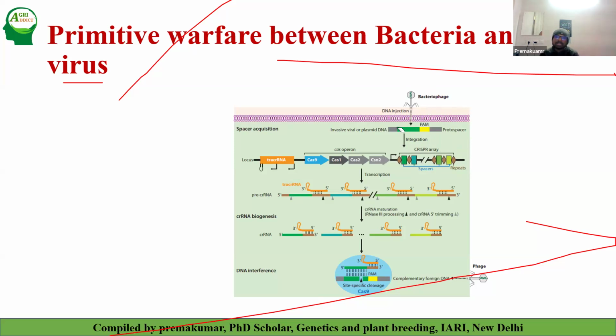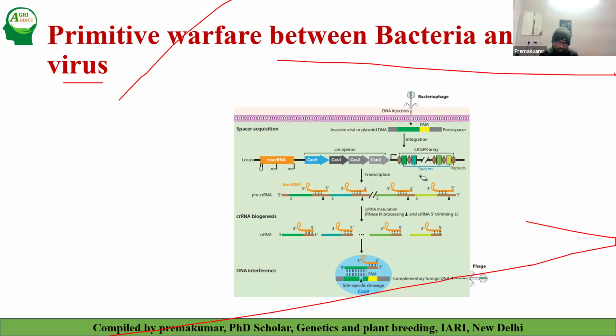Whenever the virus infects the bacteria, some part of the viral genome will be introduced as a spacer in the bacteria in a very regular order. This cluster of regularly interspaced sequences is called CRISPR, along with the Cas operon and tracer RNA. This entire locus is responsible for immunity. It creates immunity against the virus.